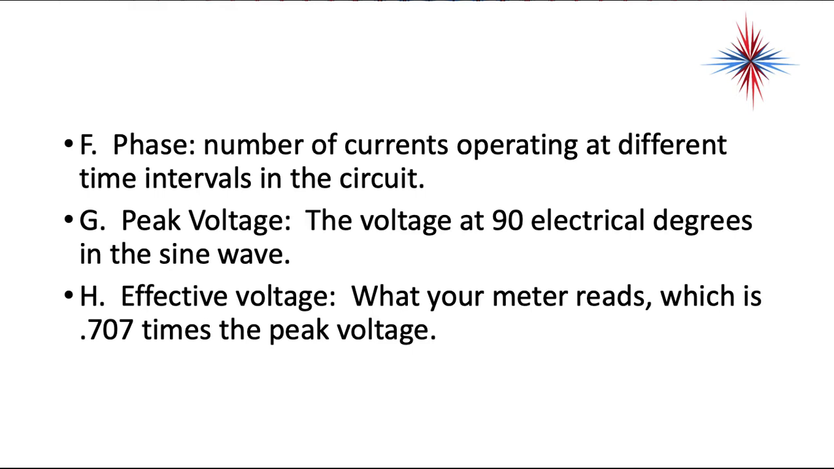Phase, it's a number of currents operating at different time intervals in a circuit. Peak voltage, it's the voltage at 90 electrical degrees in the sine wave. Effective voltage, what your meter reads, which is about 0.707 times the peak voltage.